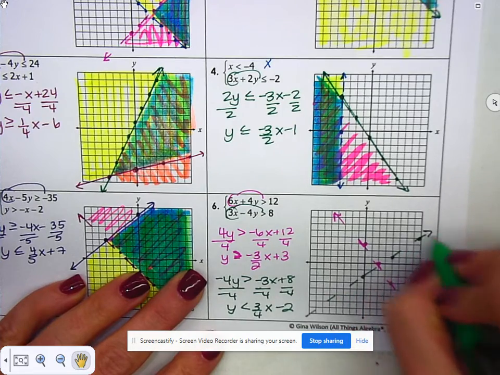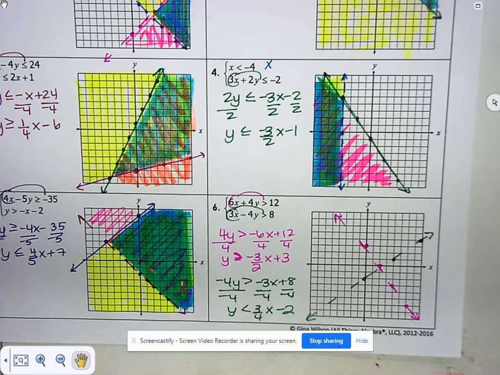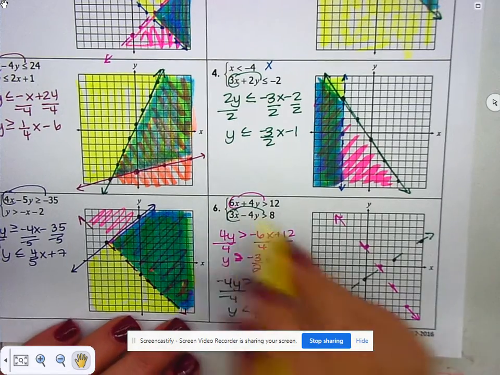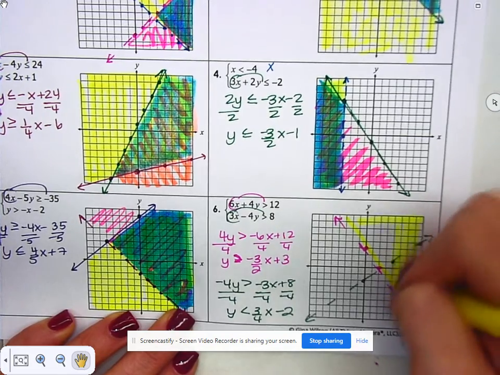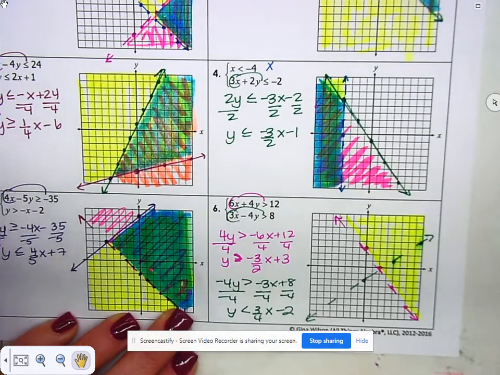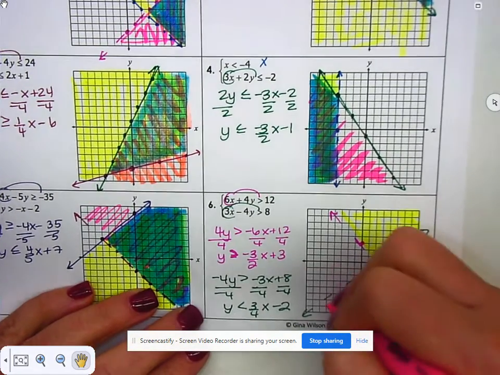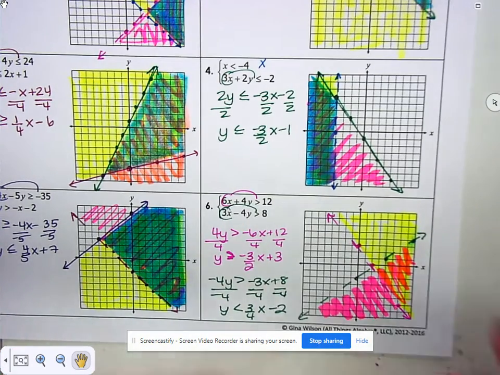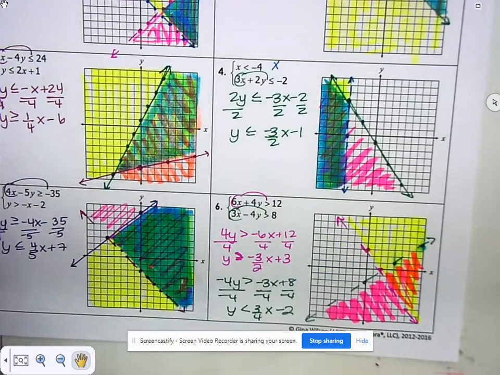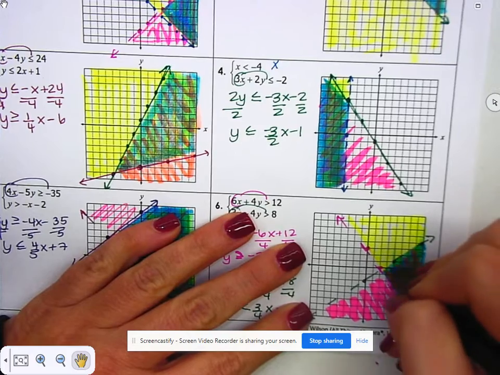Dotted and solid does not change no matter how you solve, but it does matter for your shading if you divide by that negative. All right, so the top line is greater than, so we're going to shade above. And then the bottom line is less than, so we're going to shade below. And again, our answer is over here in this corner right here. Okay.